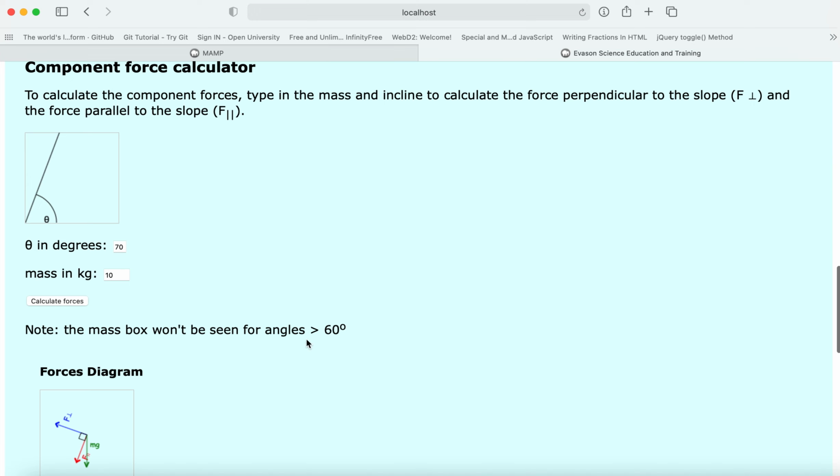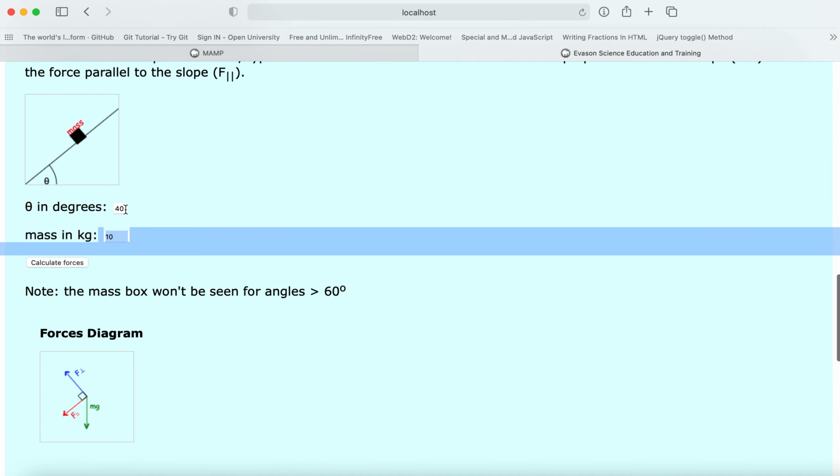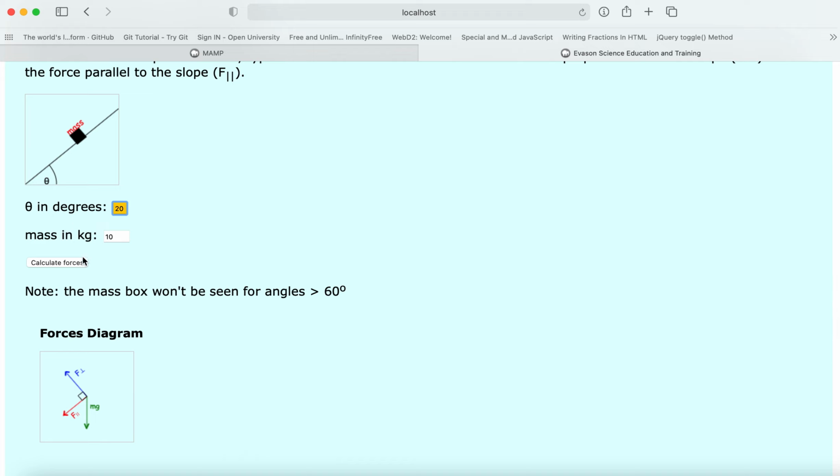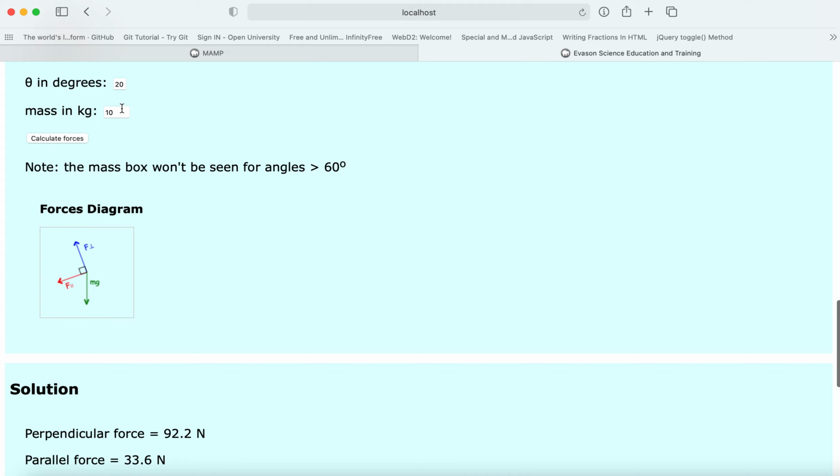The mass box won't be seen for angles greater than 60. So I've put here 40. Okay, so that is 40 degrees, and that would be half of that, 20 degrees. So you can see that I'd drawn the graphic, so it was representative of each angle. Then it would draw the forces diagram for you. Again, they were accurately drawn. Depending upon the angle, it's changing there, you can see.